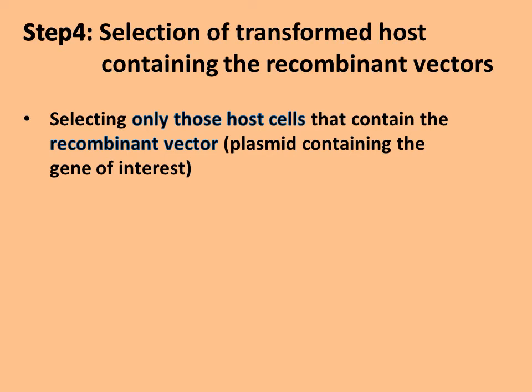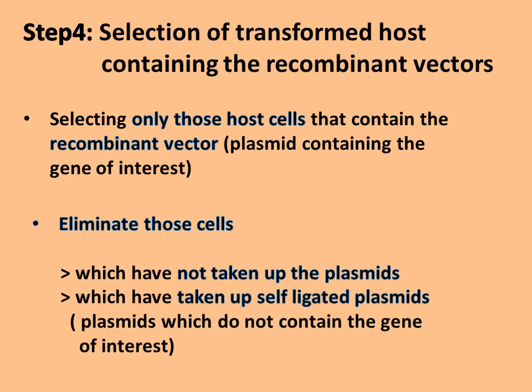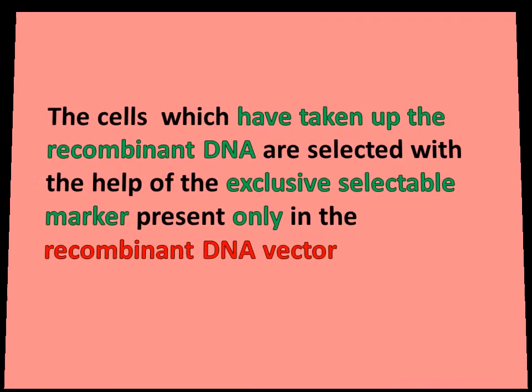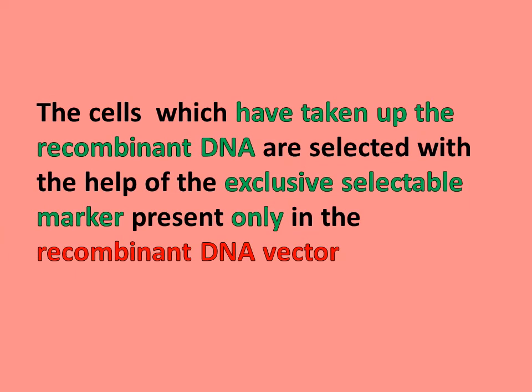Then, the transformed host containing the recombinant vector has to be selected only, and we need to eliminate those cells which have not taken up the plasmid or which have taken up self-ligated plasmids. The cells which have taken up the recombinant DNA are selected with the help of an exclusive selectable marker, which is present only on the recombinant DNA vector.